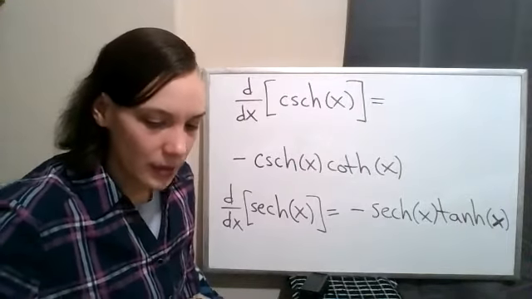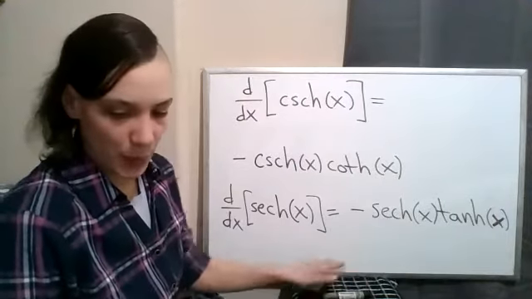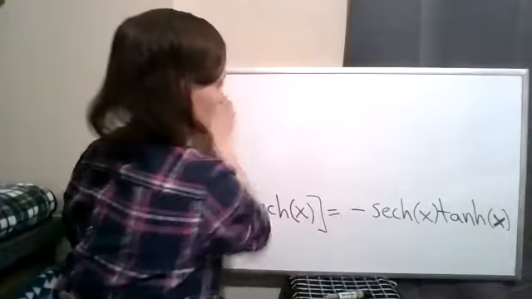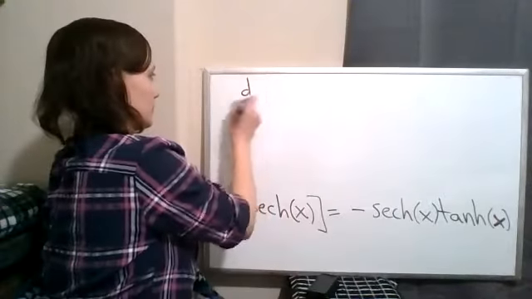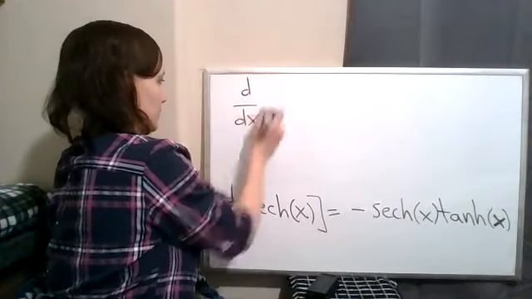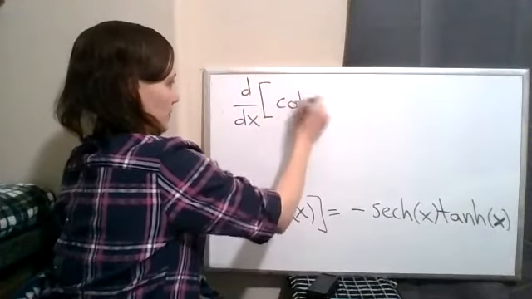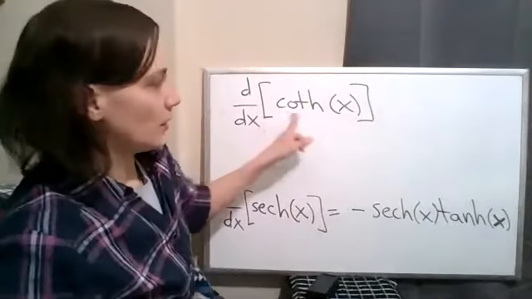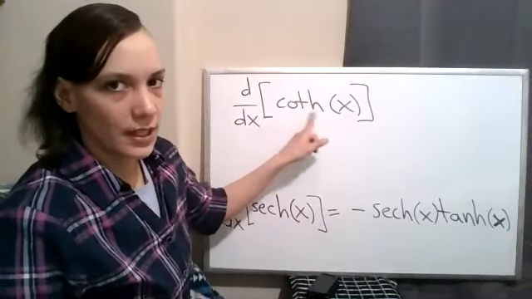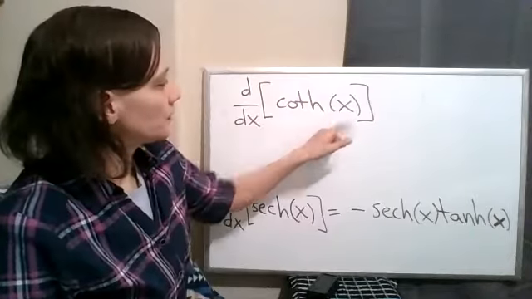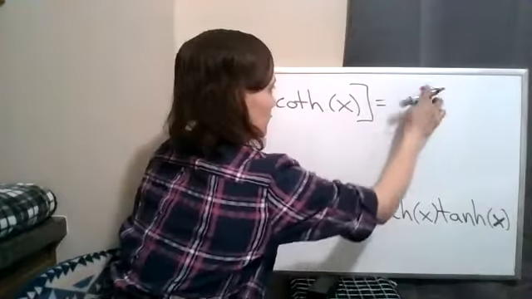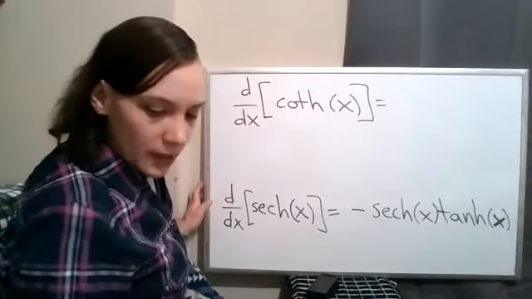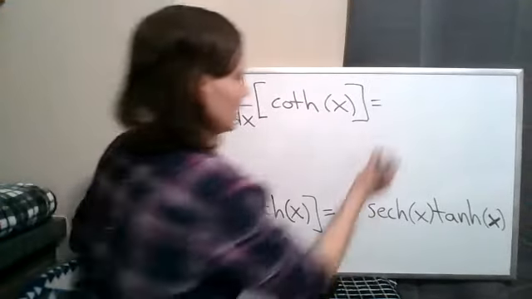And we're at the last one, the derivative of hyperbolic cotangent. So cotangent, then add an h, coth of x. And that one is negative hyperbolic cosecant squared of x.